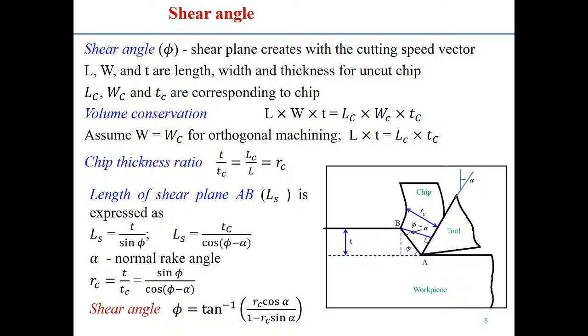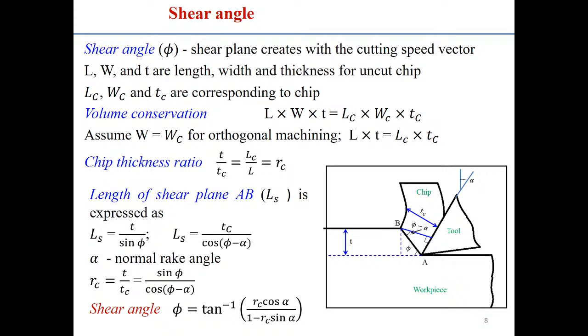So it's not necessary that t and tc should be the same. t and tc are different, because due to heat generation some expansion may happen, since it's a deformation process. Therefore this t and tc ratio is called the chip thickness ratio. It is very easy to find out. First, define the different angles: the shear angle, the rake angle, and accordingly the relation between the shear angle and the rake angle. Shear angle and rake angle we define from the geometry.